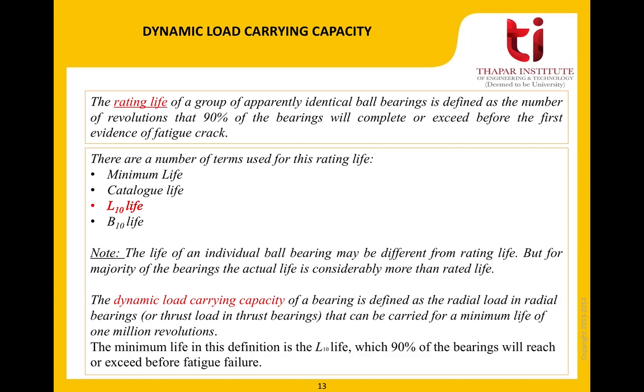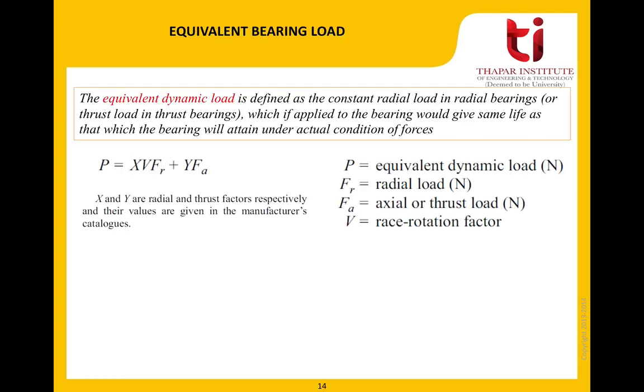So finally, the dynamic load carrying capacity of a bearing is defined as the radial load in radial bearings or thrust load in thrust bearings that can be carried for a minimum life of 1 million revolutions. Now, just as in the case of static load carrying capacity, the dynamic load carrying capacity is also available in the manufacturer's catalog for a particular type of bearing.